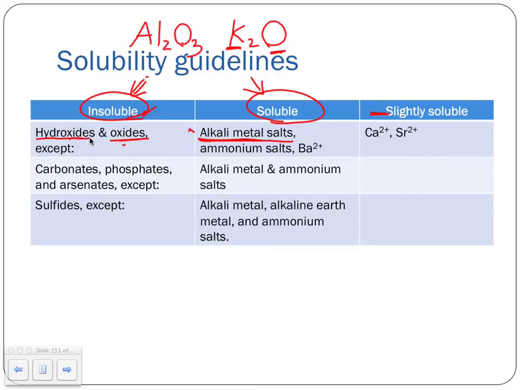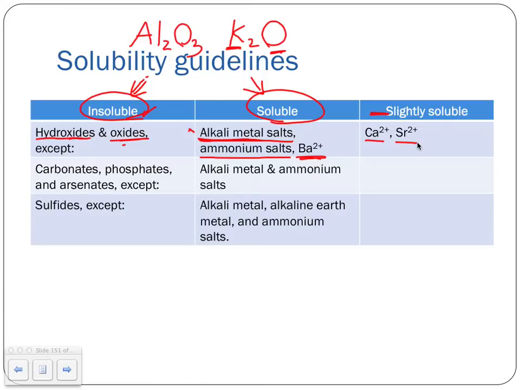Now, the other ones that are soluble hydroxides and oxides are ammonium salts. If you had ammonium hydroxide or ammonium oxide, that would be soluble. And barium: barium hydroxide and barium oxide are soluble, whereas calcium oxide and calcium hydroxide and strontium oxide and strontium hydroxide are only slightly soluble.